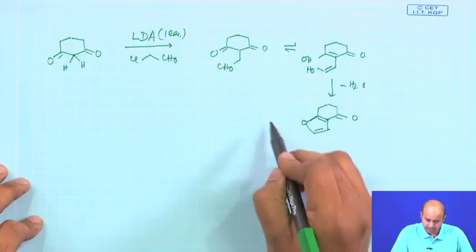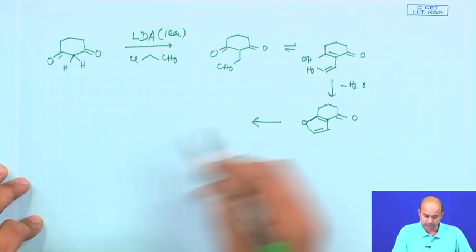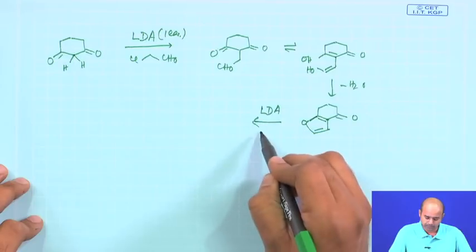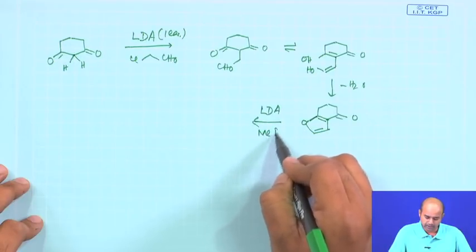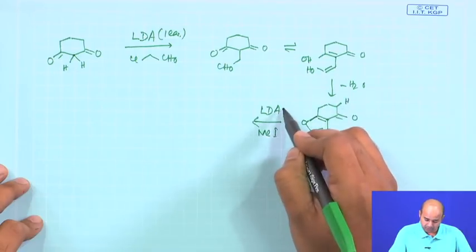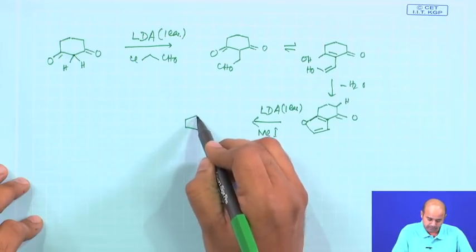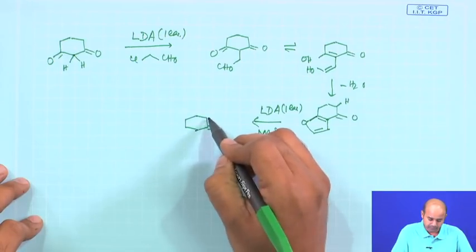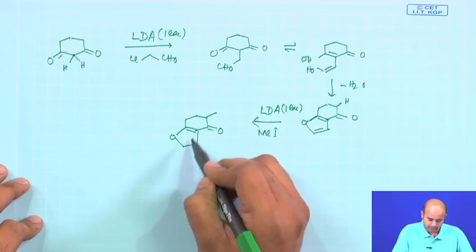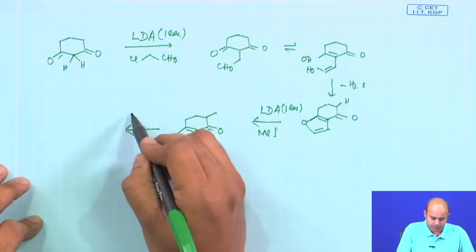So, next was pretty simple as discussed in the earlier part. You do again one round of LDA and methyl iodide. Now, this will be the hydrogen which will be abstracted, one equivalent of LDA, one equivalent of methyl iodide. You will basically get this compound, the furan part remaining intact. Okay. So, we are almost close to the target molecule.